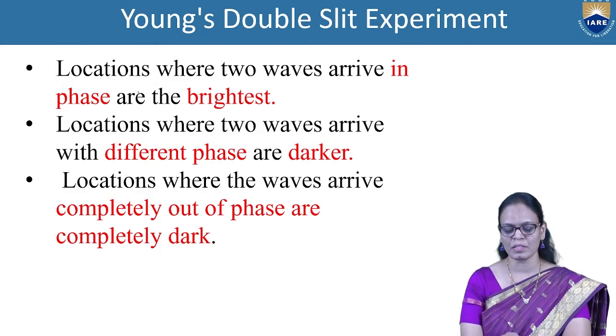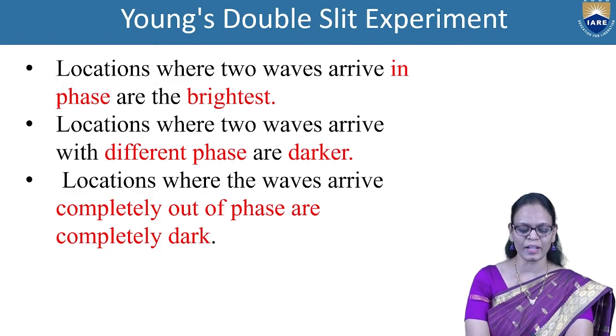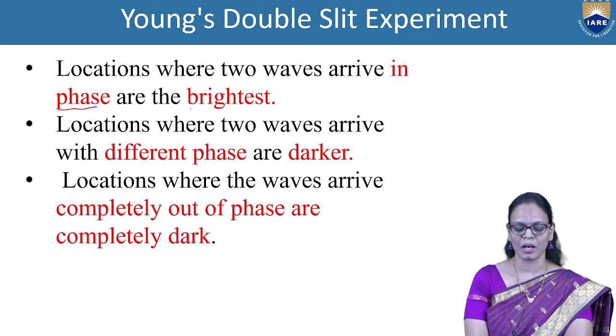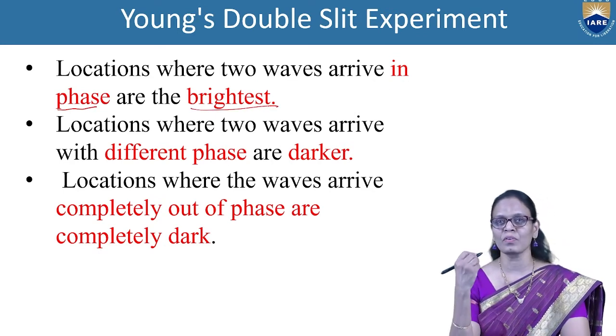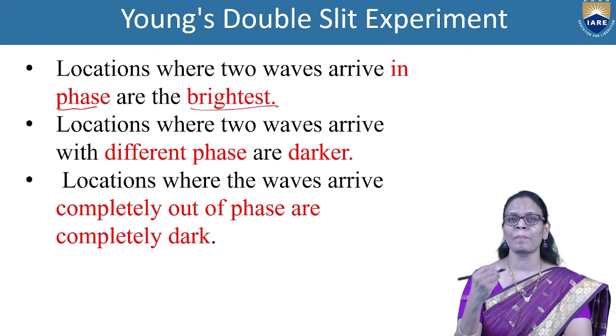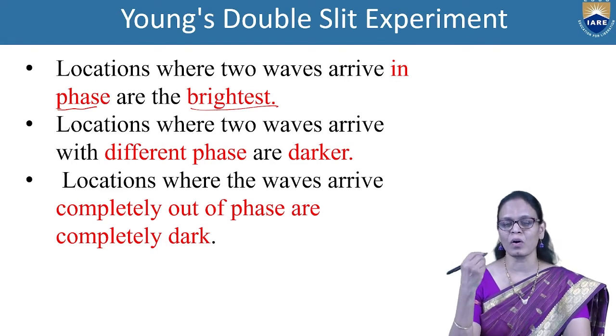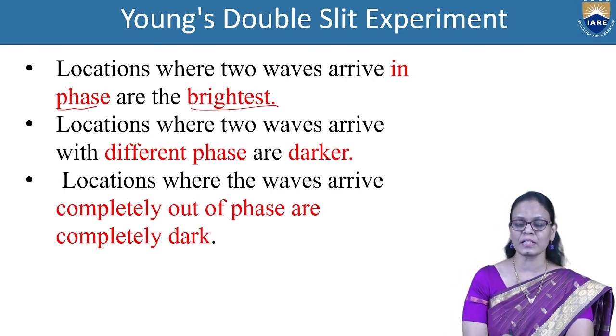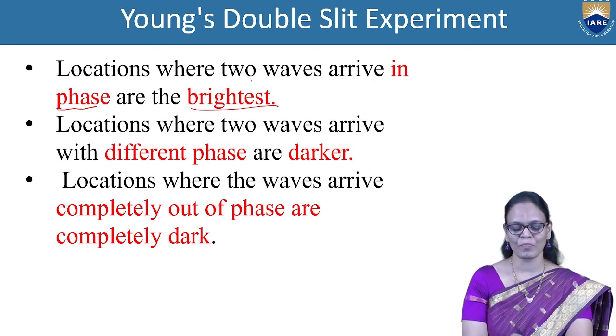Now locations where the two waves arrive in phase are bright. We have discussed, the central band is a bright band, and on either side we have the dark bands and bright bands alternating each other. So when do we get a bright band? When the waves arrive in phase.